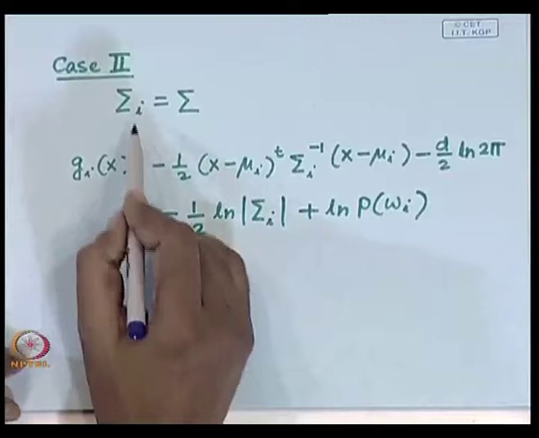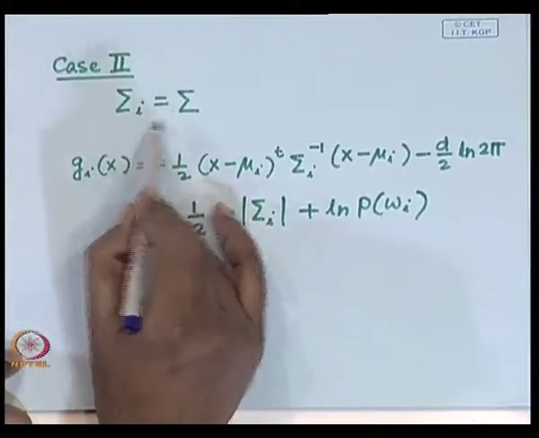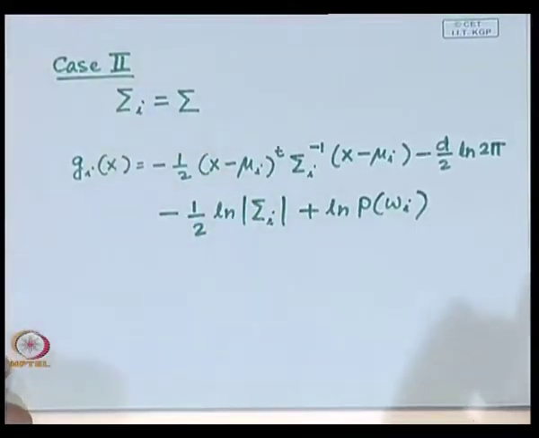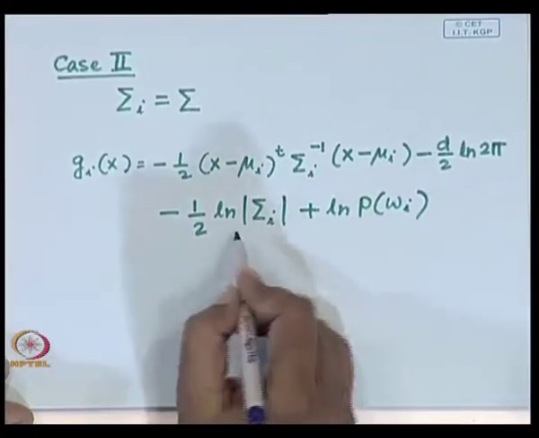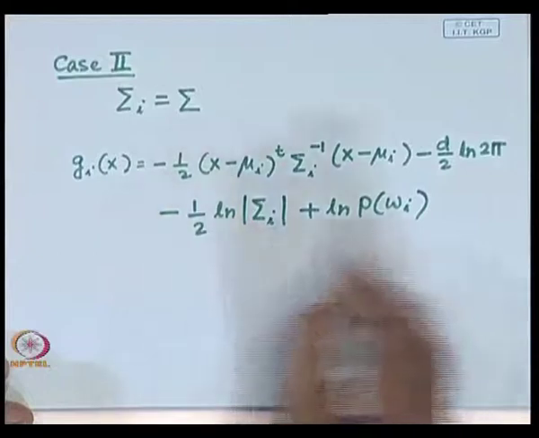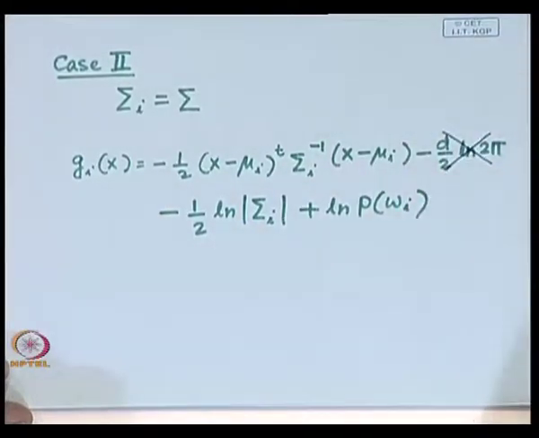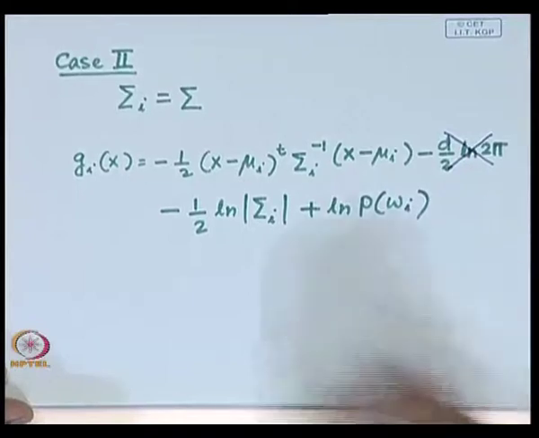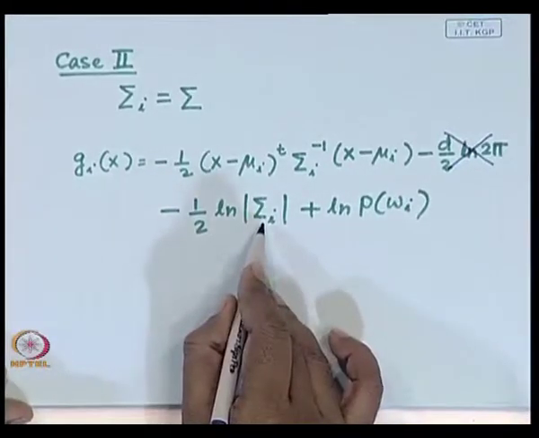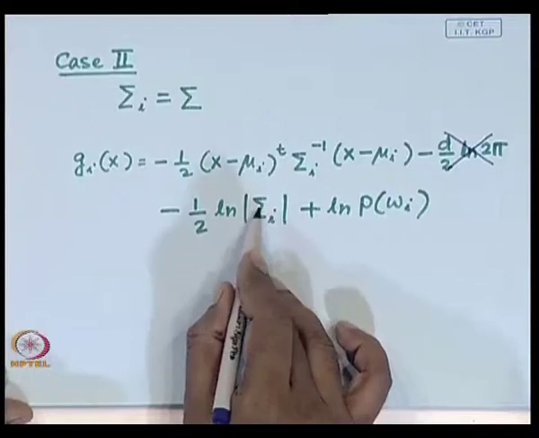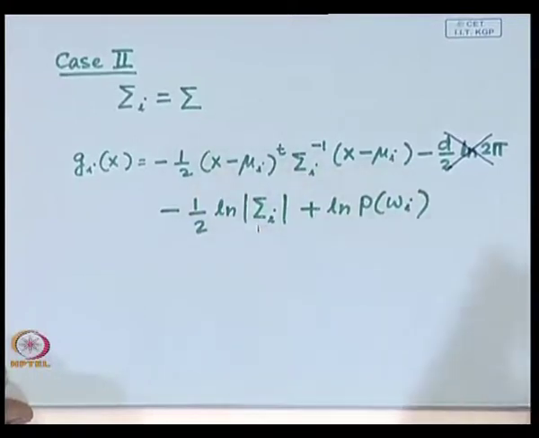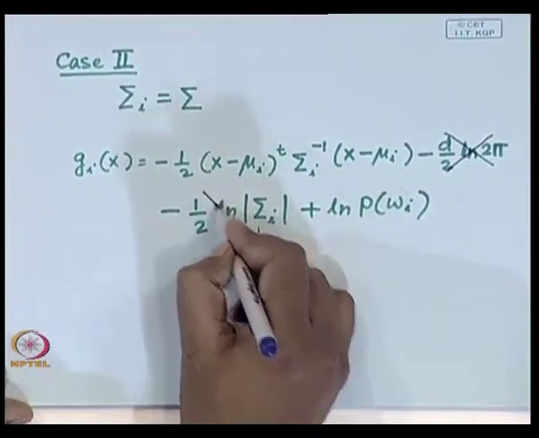Now, here we are saying that sigma i, or the covariance matrix, is the same for all the classes. If it is the same for all the classes, then obviously this is a constant term. So, this does not give you any discriminating power, and again this term is also the same for all the classes, because this sigma i is the same for all the classes. So, this also becomes irrelevant.